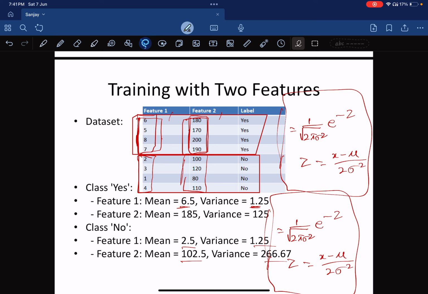There are two functions now, right? This feature uses this function, and this other feature uses this function, by substituting its own mean and its own variance. Here also, by substituting the mean and variance in these functions, for each feature and each class a separate Gaussian function is used.